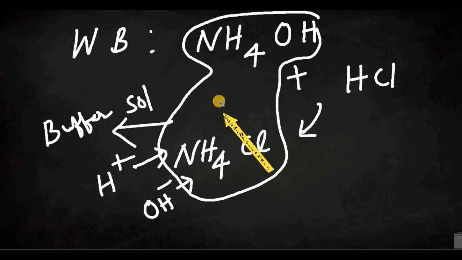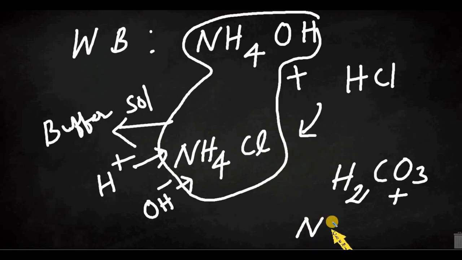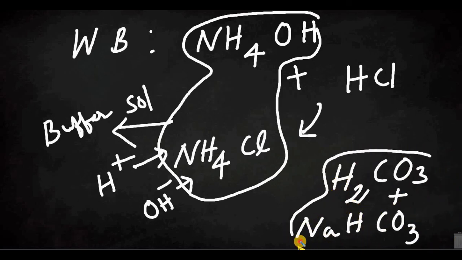In our day-to-day life also, we are using this. It is there in our stomach, it is there in our blood also. It maintains pH fairly constant. In blood, we have carbonic acid. The formula for carbonic acid is H2CO3. It is a weak acid, and the salt for this carbonic acid is sodium bicarbonate, NaHCO3. The combination of these two acts as buffer solution. It maintains the pH fairly constant while adding a small amount of acid or base.